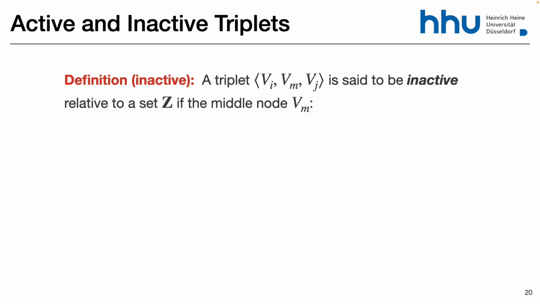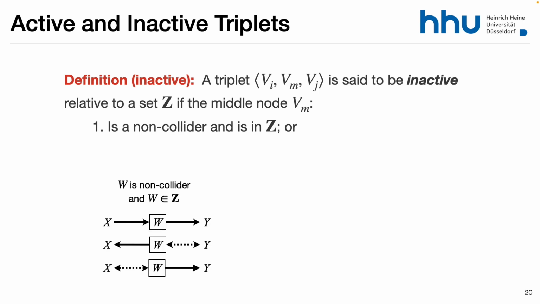This separation is the following. You need this idea of activity, which is the one that I just gave. A triplet is going to be inactive if the variable in the middle is a non-collider and it was observed. So it's always relative to a set Z. Remember, I always say I'm observing. So either the variable in the middle is a non-collider and it's in Z, for example, all these cases here.